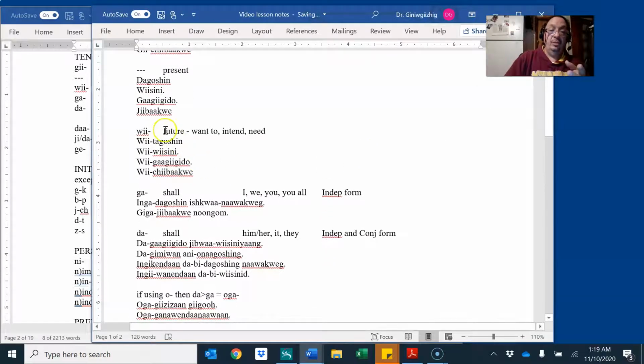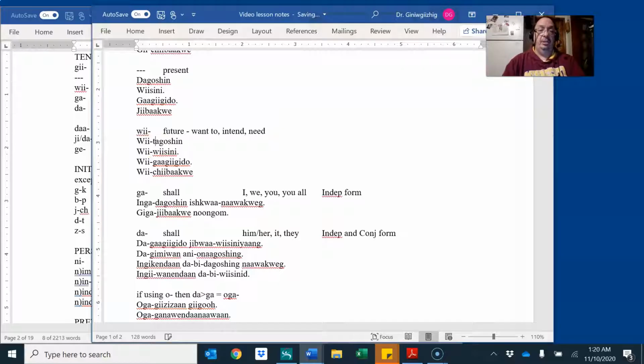We is in the future. It's a kind of weak future tense marker, and it means want to, intend to, need to. You may or may not; it depends on if I feel like it, but I want to right now. We tugoshin. It was we dugoshin, but it changed to tugoshin because we used we. We sini, he wants to eat.